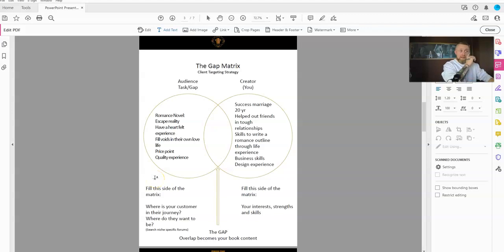The next thing is the gap matrix. What this is essentially doing is, we are trying to figure out what our customer wants. When they go on their buying journey, what do they want out of this buying journey? It's not just all about price. It's not just all about beautiful design. There's actually a desire behind their need to go and buy that book. That's what we're really trying to knuckle down on here. And then we're figuring out what we can offer ourselves in that space.